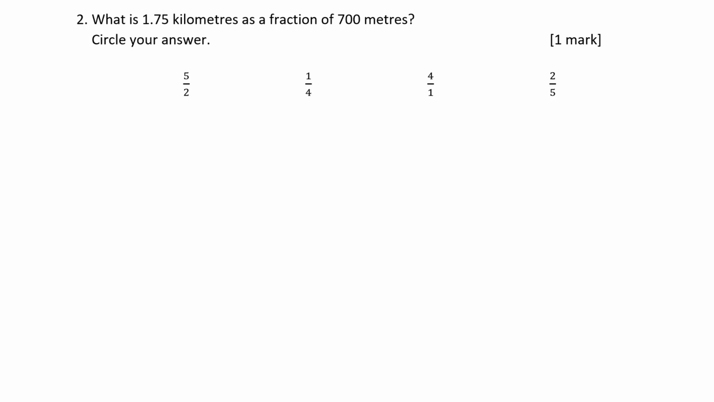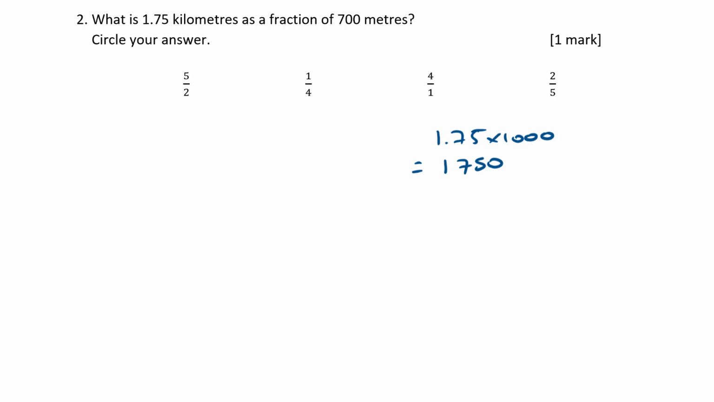Question 2. What is 1.75 kilometers as a fraction of 700 meters? Okay, well first off, these are in different units, aren't they? So let's translate 1.75 kilometers into meters. There are 1,000 meters in a kilometer, so 1.75 times 1,000 is 1,750.